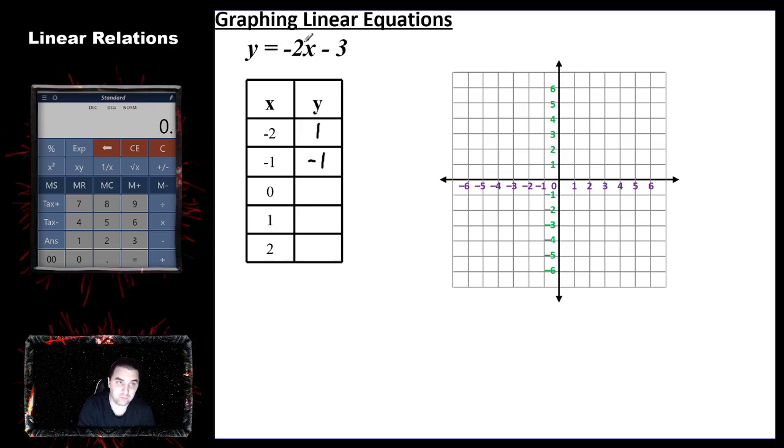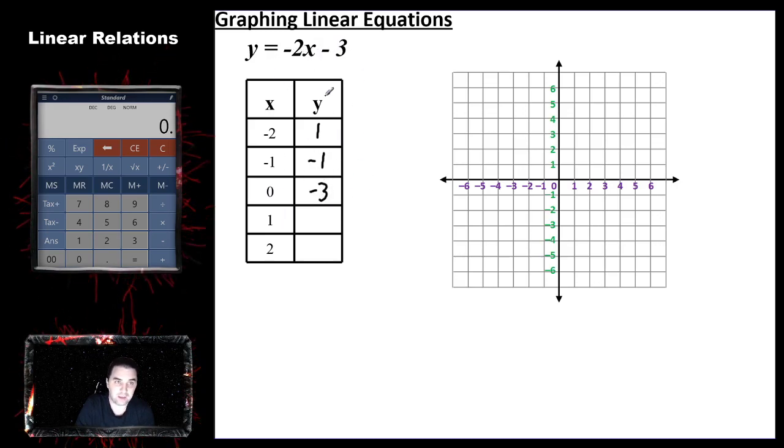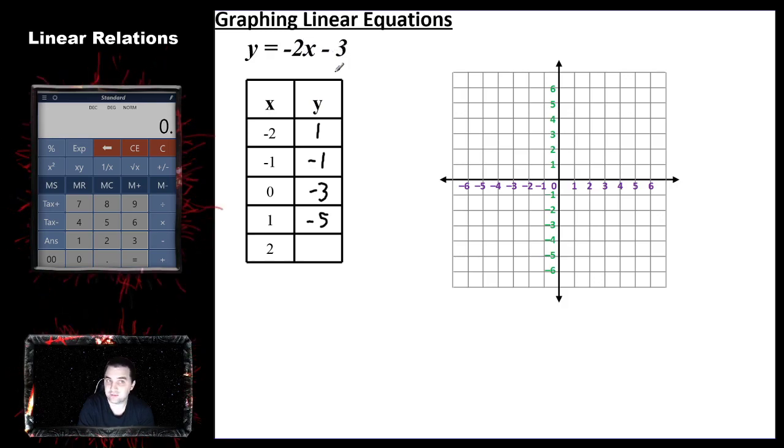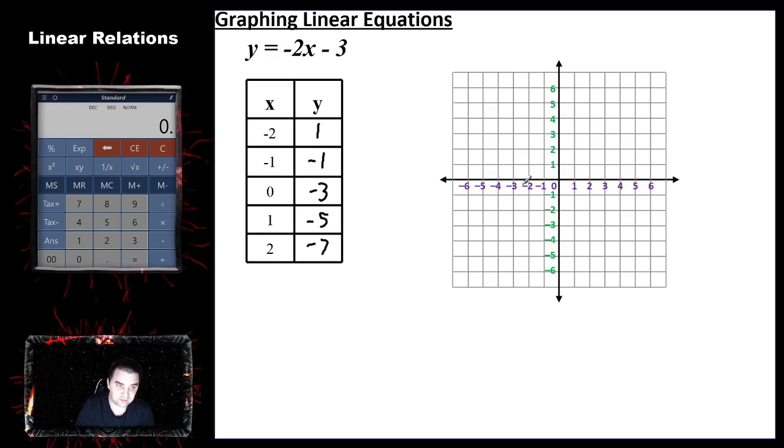Then I have 0. That's going to cancel this out. I have a negative 3 here. 1 times negative 2 is negative 2. And negative 2 minus 3 is negative 5. Then I have negative 2 times 2 is negative 4. Negative 4 minus 3 is negative 7.